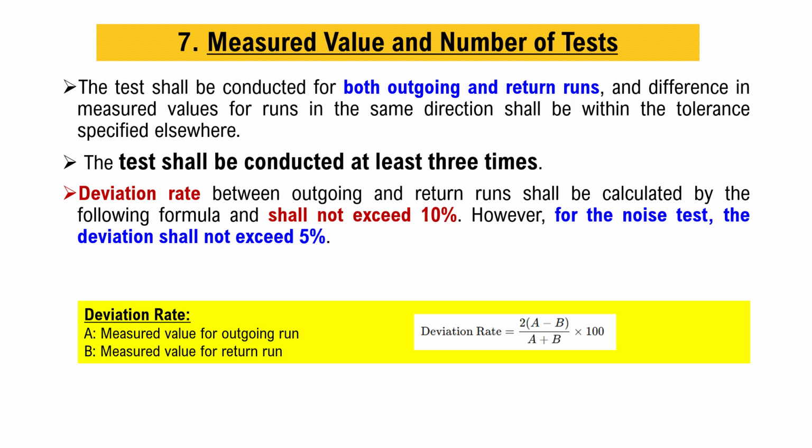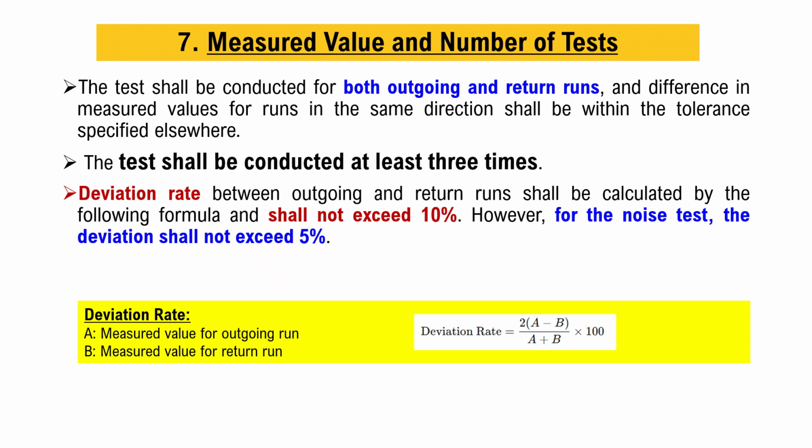Measured value and number of tests. The test shall be conducted for both outgoing and return runs, and the difference in measured values for runs in the same direction shall be within the specified tolerance. The test shall be conducted at least 3 times.